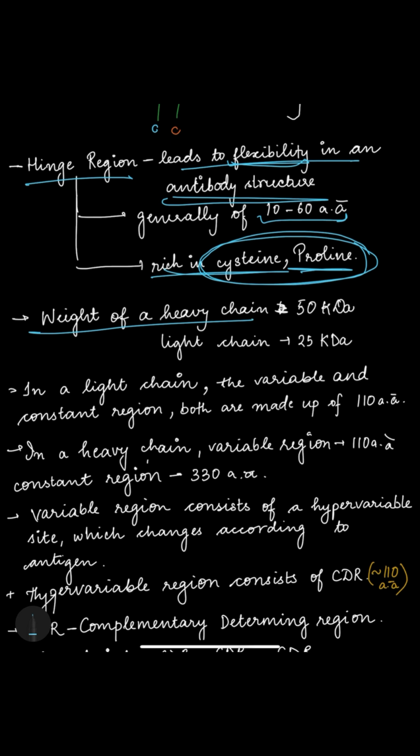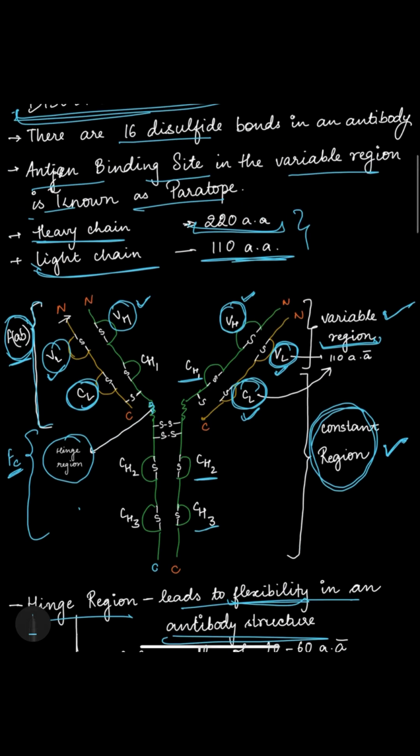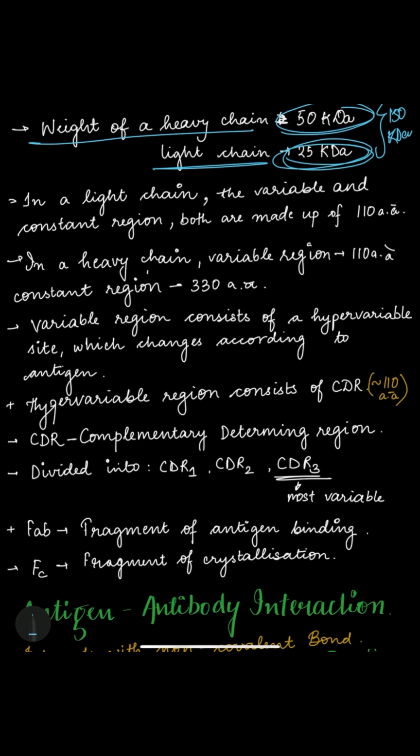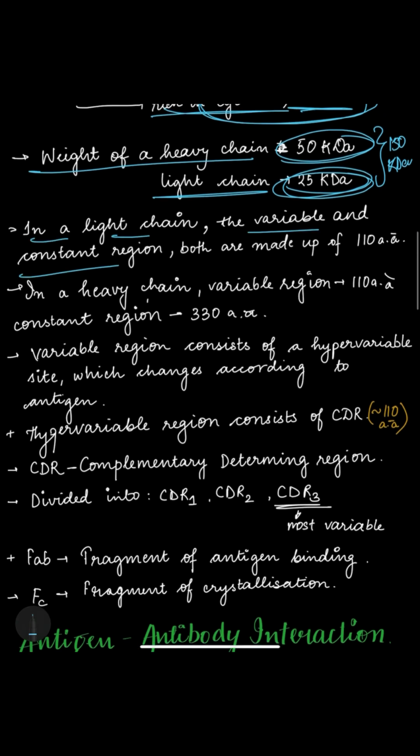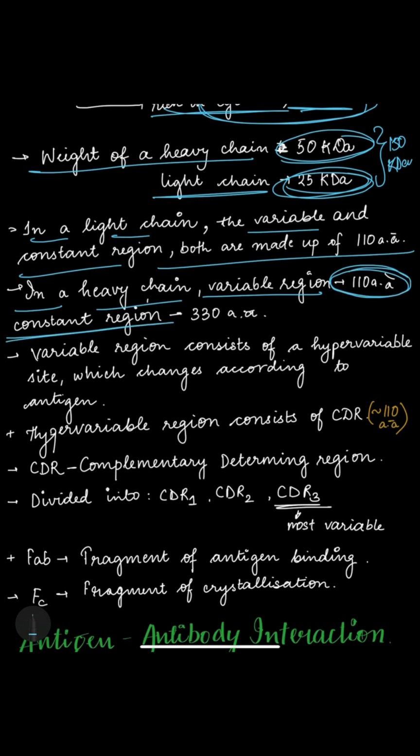The weight of a heavy chain is 50 kilodaltons and a light chain is 25 kilodaltons. So overall, an antibody structure is nearly 150 kilodaltons. If we consider the amount of amino acids, it is nearly 660 amino acids. In a light chain, the variable and the constant region are both made up of 110 amino acids. In a heavy chain, the variable region is 110 amino acids and the constant region is 330 amino acids.